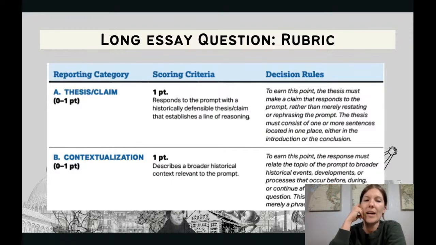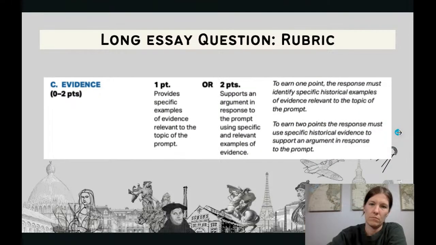Same thing for your rubric. Thesis is a point, contextualization is a point. Those should be done by now. So easy. For evidence for an LEQ, you need to use more than one piece of evidence because it says specific examples. If you list 2 pieces of evidence related to the topic or the prompt, you get a point. You are so much smarter than that.